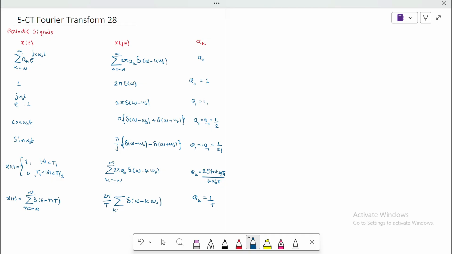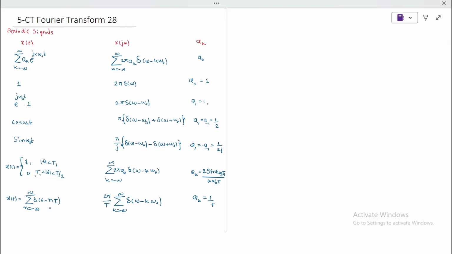So what did you understand from this formula? The impulse train in time has a Fourier transform that is also an impulse train. For example, I'm writing x of t equals the sum, n from minus infinity to plus infinity, of delta of t minus n.